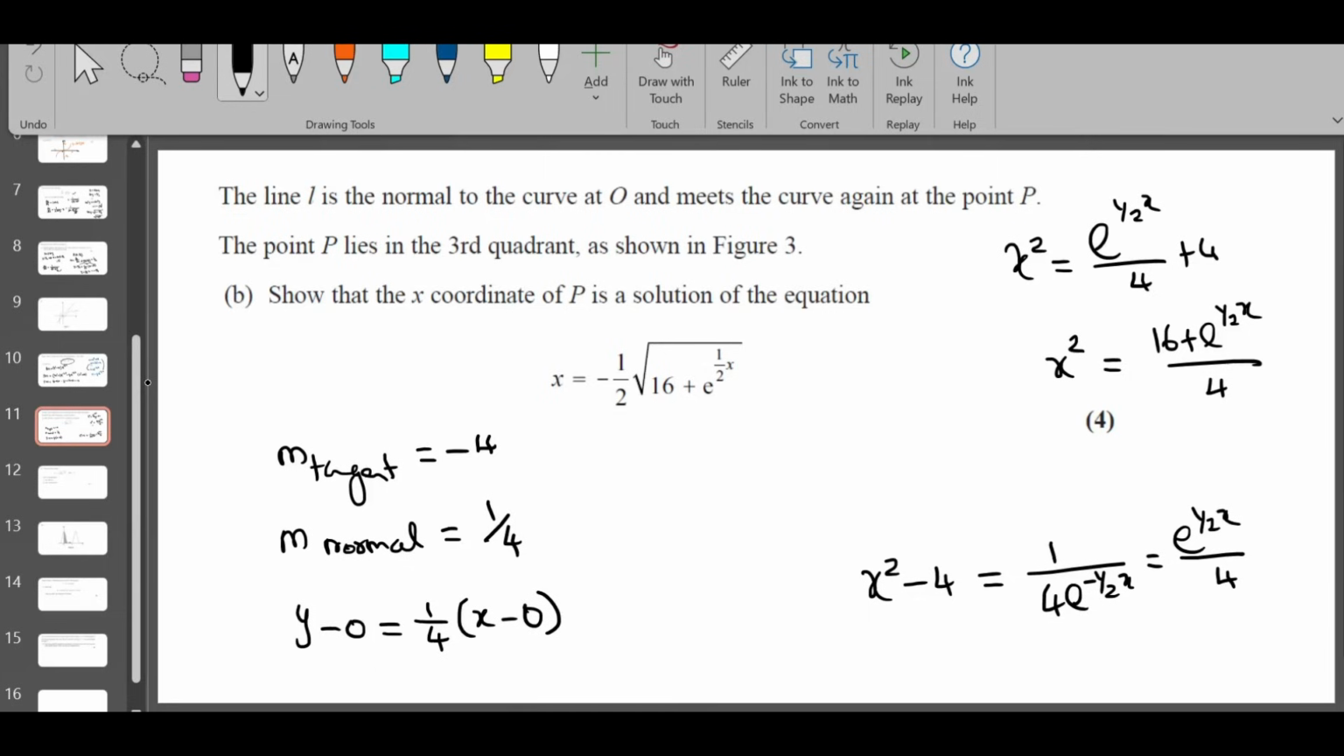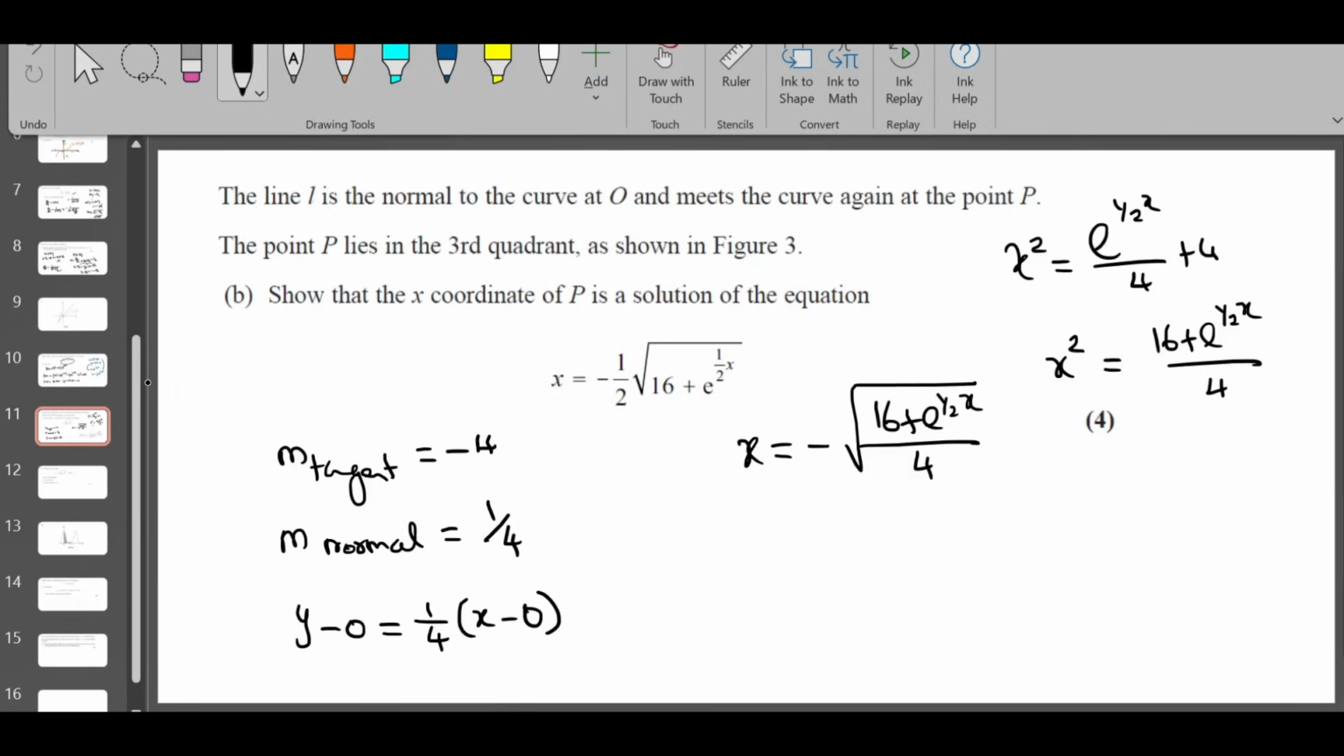Since the question says the x coordinate of P is in the third quadrant, x is going to be minus square root of 16 plus e to the power half x by 4. But we know square root of 4 is 2, so you put it as minus 1 over 2 square root of 16 plus e to the power half x. That's all. It's a 4-mark question. Let's move on to the next one.